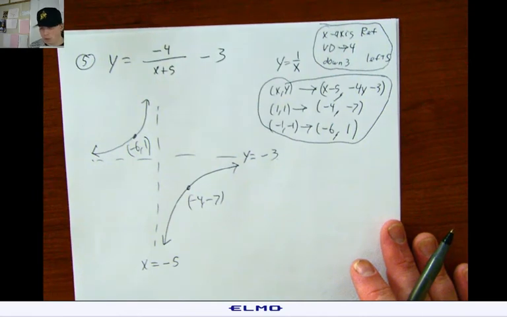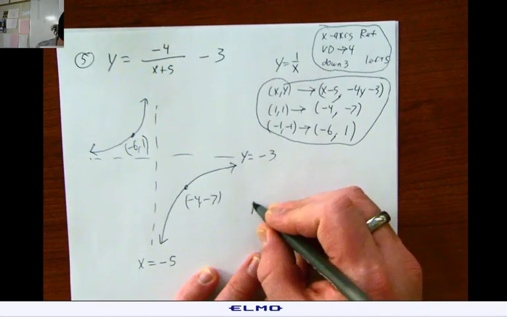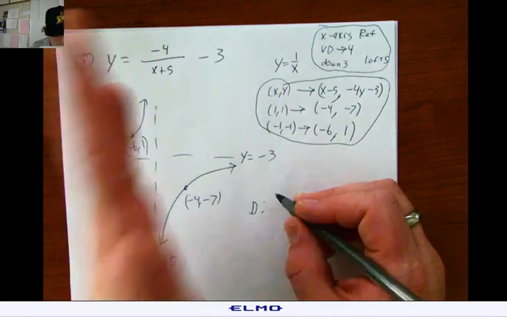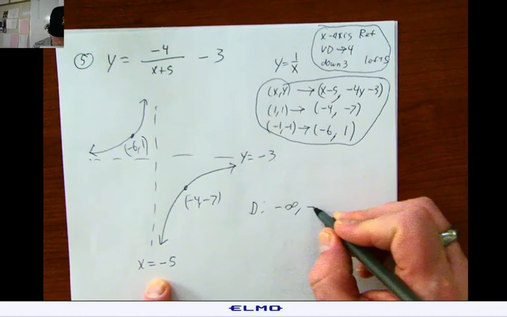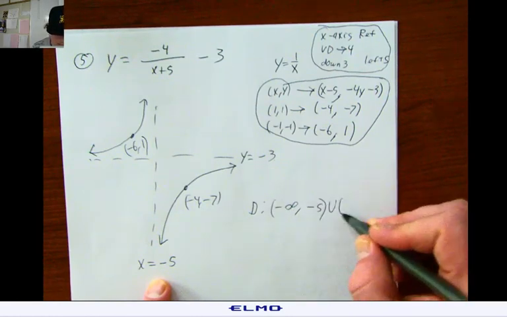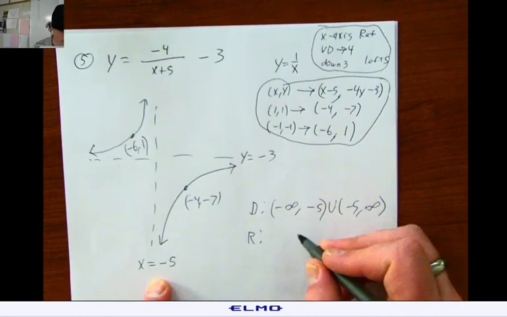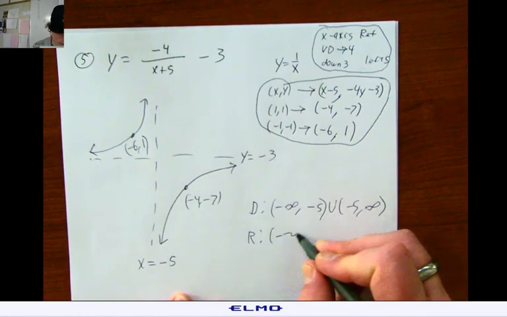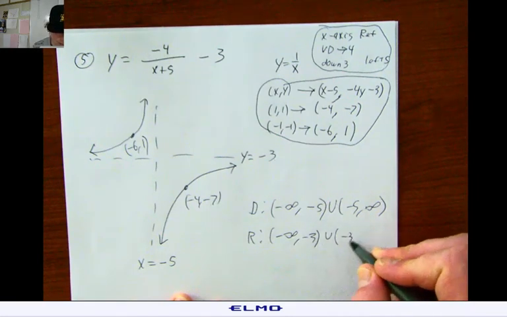I forgot to do domain and range on number 4. I'm just going to do domain and range on number 5. The domain is all values except at -5, so -infinity to -5, union, -5 to infinity. The range, same thing except for -3: -infinity to -3, union, -3 to infinity.